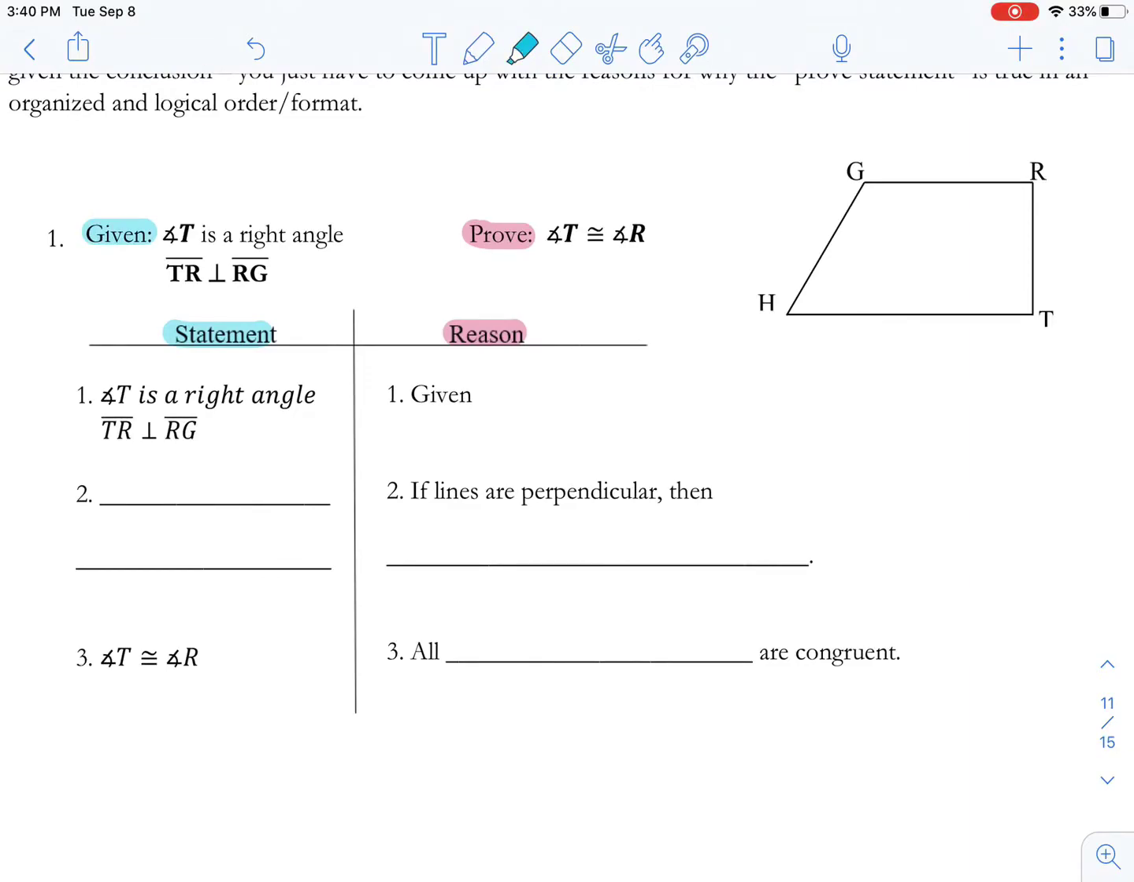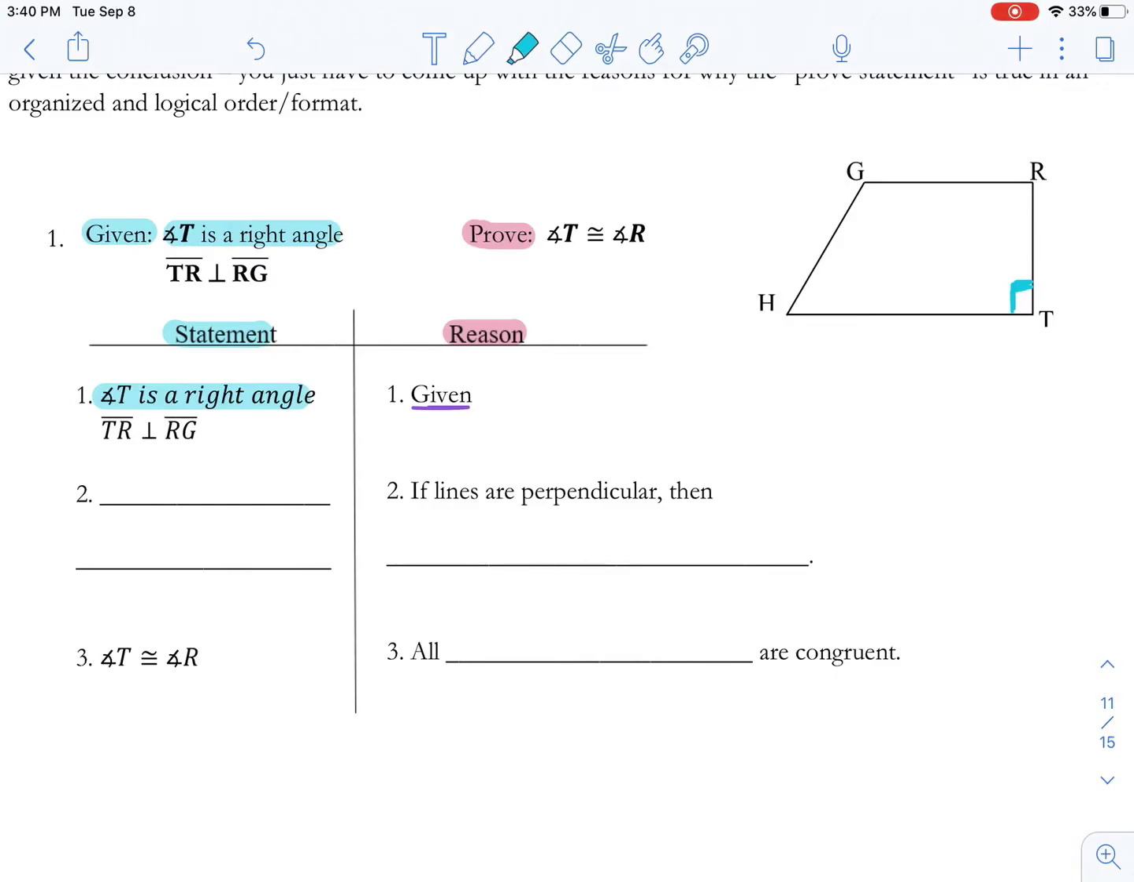Notice that the first given statement is that angle T is a right angle. So we write it down in the left-hand column. How do we know that's true? Well, it was given to us, right? So we just write given because it was in the given information. Anything that they give us is useful, so we want to make sure we write it in our proof and mark it in our diagram. So I'm going to go ahead and put the little box here because we were given that angle T is a right angle.